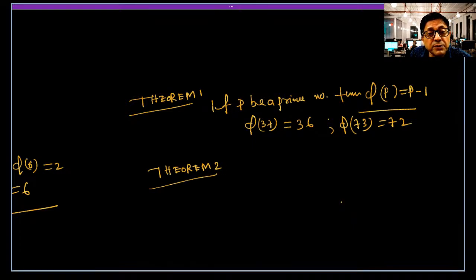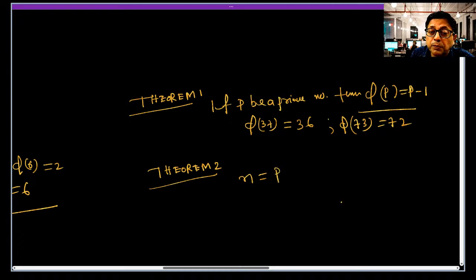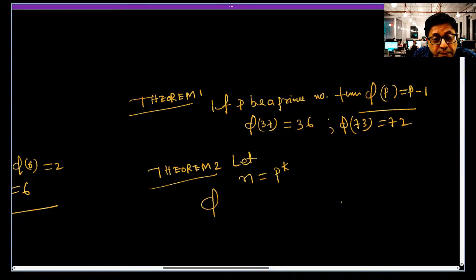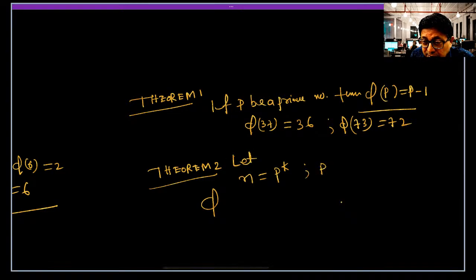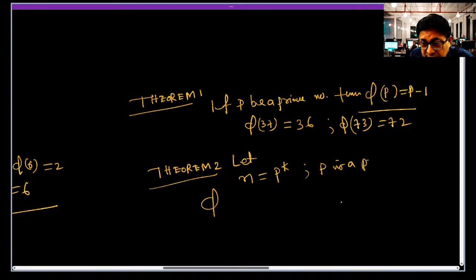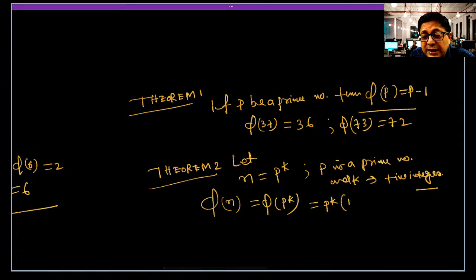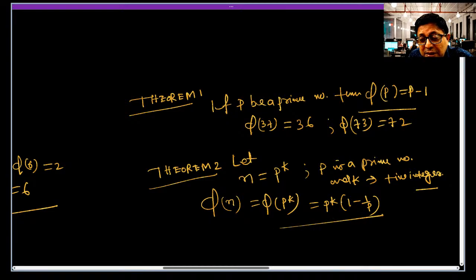Theorem 2. Let a number be of the form n equal to p to the power k, where p is a prime number and k is a positive integer. Then phi(n), or phi(p^k), is going to be p^k (1 minus 1 by p).